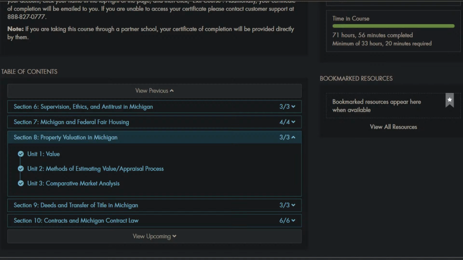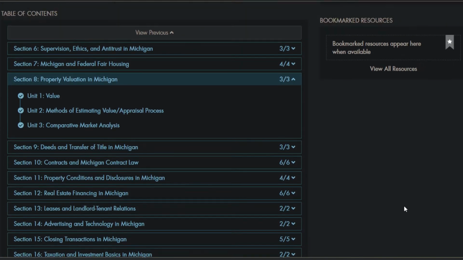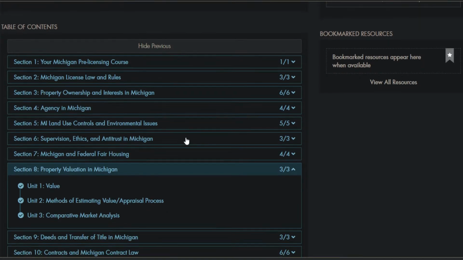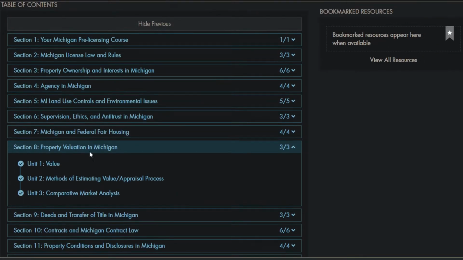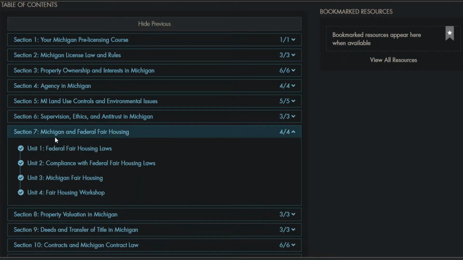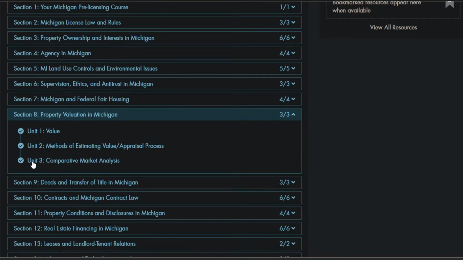We are going through, as you can see, section 8. This course is a total of 19 sections. Each section has a number of units. Like yesterday's, we had 4, and today we are doing section 8, which has 3 units. And then each unit has a number of lessons within it and certain resources.